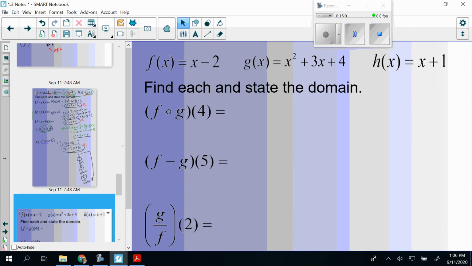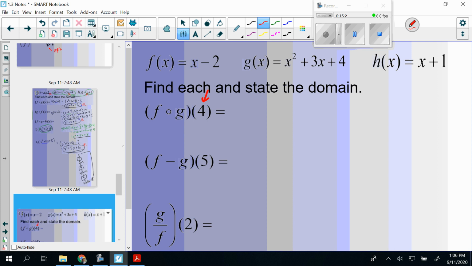All right, last one here. Why don't you pause the video and try this? Actually, no, this one's a little bit different, so we'll try it together. This one, you have a composition, but instead of x's, you've got a number here. That changes things a little bit.